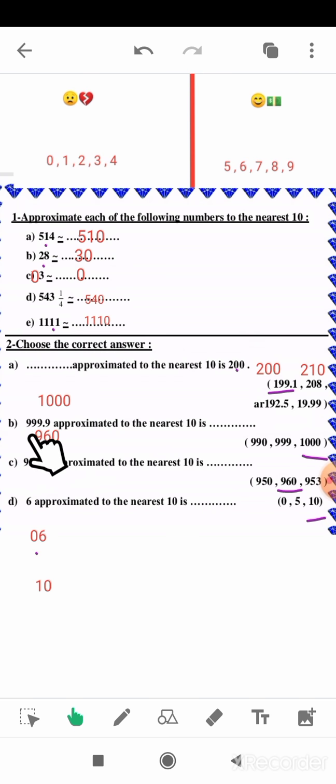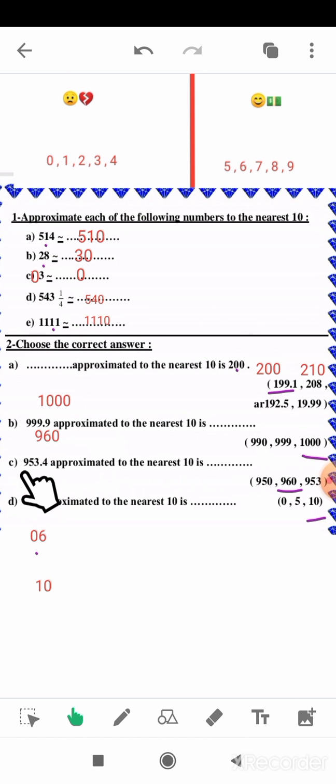Here, this number, 999.9, approximated to the nearest 10. So I will look here. We will find this 9 is a rich number, so it will give 1 here and 1 here. It will be 1000.